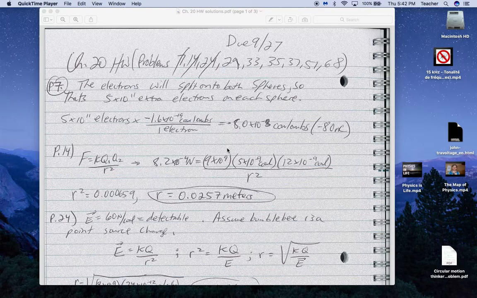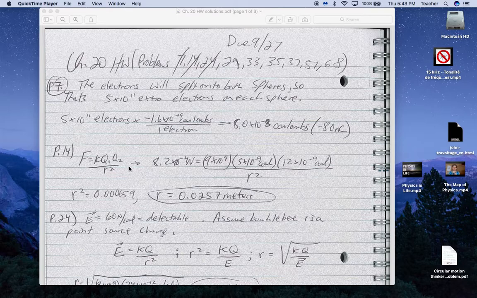Anyhow, problem 7. It said that you had 1 times 10 to the 12th extra electrons, and they were split among 2 spheres. So each of those spheres got half of that. That's 5 times 10 to the 11th extra electrons. To find the charge on each sphere, you take that number of electrons and multiply it by the charge per 1 electron, which is something you should know or be able to get off of your formula sheet. And that equals 8 times 10 to the negative 8th coulombs, or negative 80 nanocoulombs. It's negative because they're electrons.